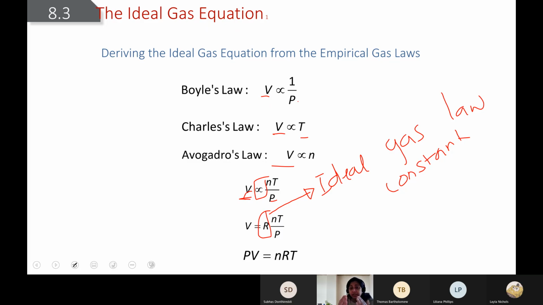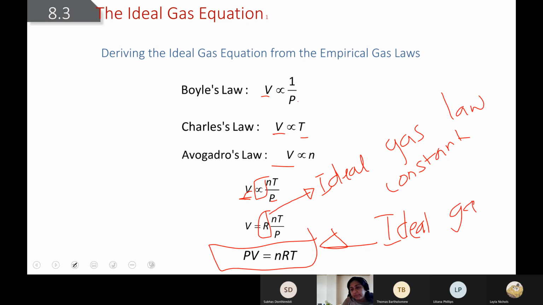But this equation will be rearranged for an easier format, and it is PV equals nRT. That is the ideal gas law equation. PV equals nRT.